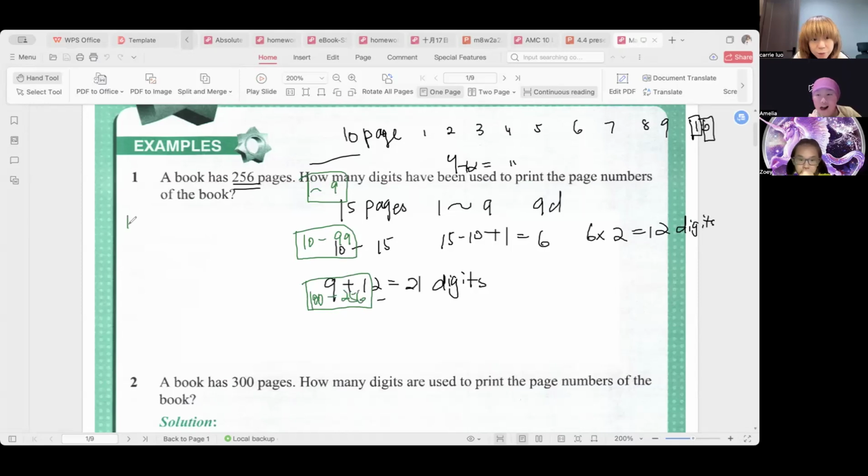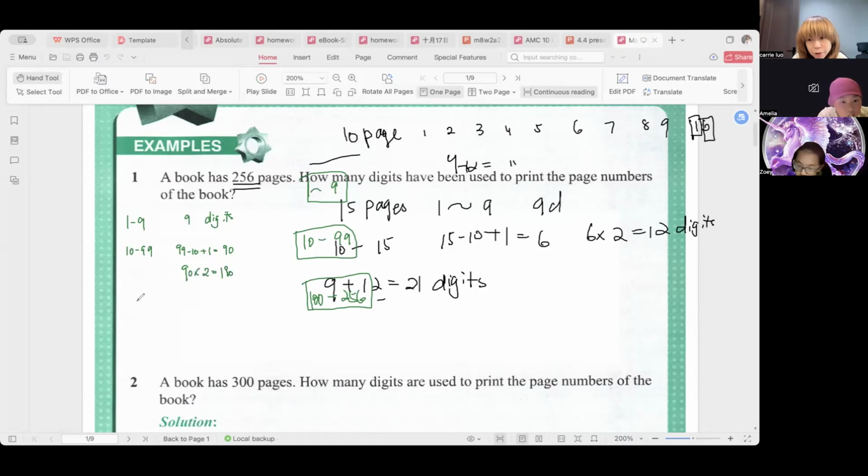Okay, so let's take a look at 1 to 9. So 1 to 9, very easy. They're 9 digits. Do we have any questions for that? Zoe? No. Okay, Amelia. From 10 to 99, how many numbers are there? We have learned it, right? From 10 to 99, it's 99 minus 10 plus 1. They're altogether 90 numbers. Correct, Zoe? Amelia? Okay, so every single number has two digits. So 90 times 2 equals 180.